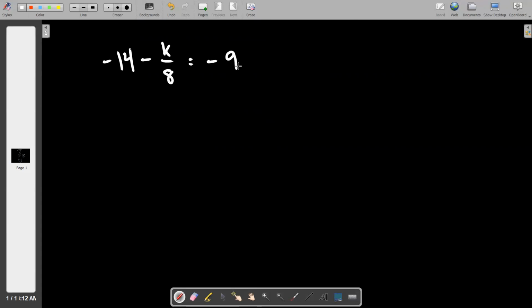Why don't you guys go ahead and try this one? I'll give you about 30 seconds. I won't get in your way. As you get answers, just raise your hand and tell me what you think. K equals whatever. I'll put the answers on the board and we'll see who got it right. If everybody got it right, we'll figure that out.